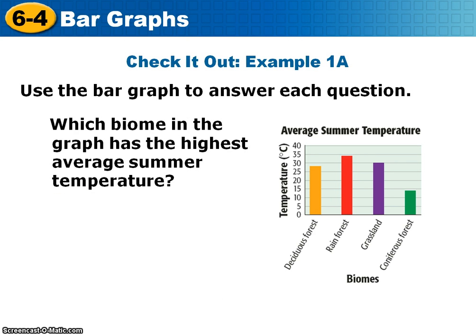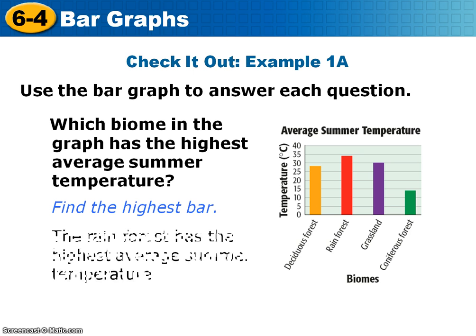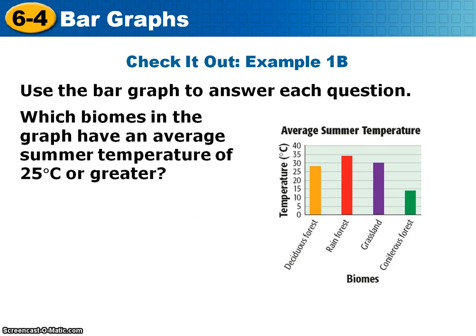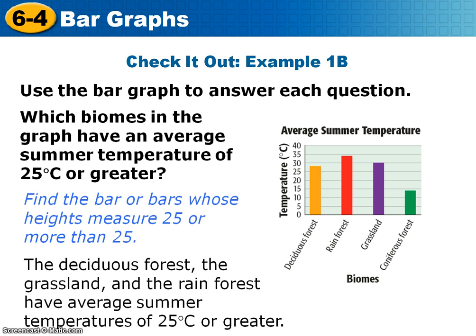Which biome in the graph has the highest average summer temperature? Now you're just looking for the highest bar. The rainforest has the highest average temperature. Which biomes in the graph have an average summer temperature of 25 degrees or greater? And the answer would be anything that is at 25 or higher, which would be deciduous forest, the grassland, and the rainforest.